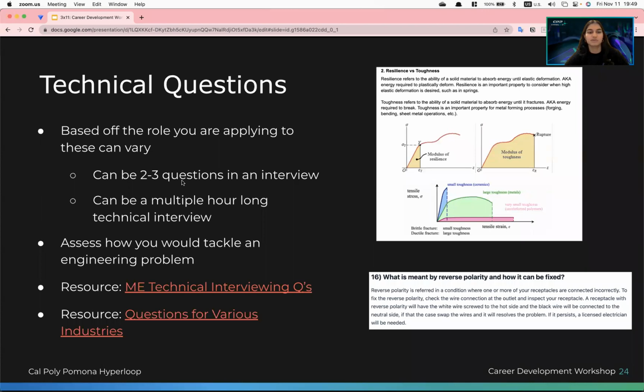Sometimes technical questions can be 2 to 3 questions, maybe if it was a shorter screening interview, or it can be a multiple hour-long technical interview. For example, Tesla and SpaceX have a multi-month-long interview process, and they do hours of technical interviews where it's basically a case study or a test to see how you would tackle an engineering problem that they give you. So there are 2 resources linked here.